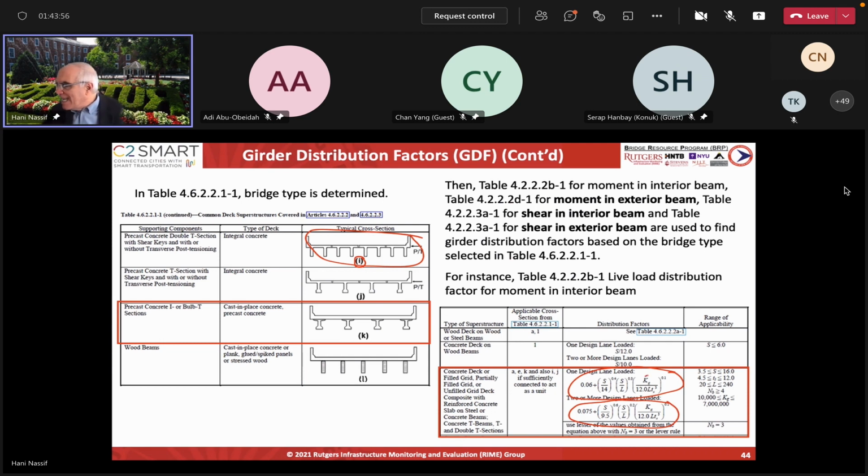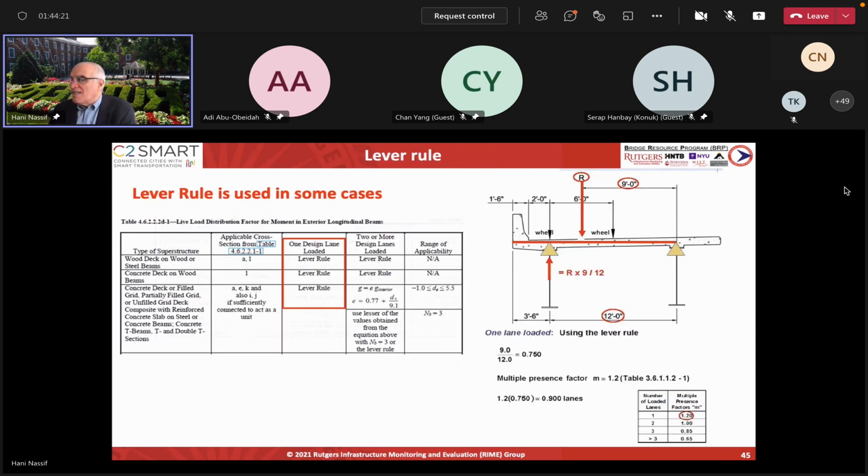You can see K here is a factor that depends on the girder stiffness and on the distance between the center of the slab and the center of the girder. In many cases you know the girder, but sometimes you start to design and you have to change it. In many cases you don't know, you have to design the slab. So this is why they're iterative, and the same thing for shear.